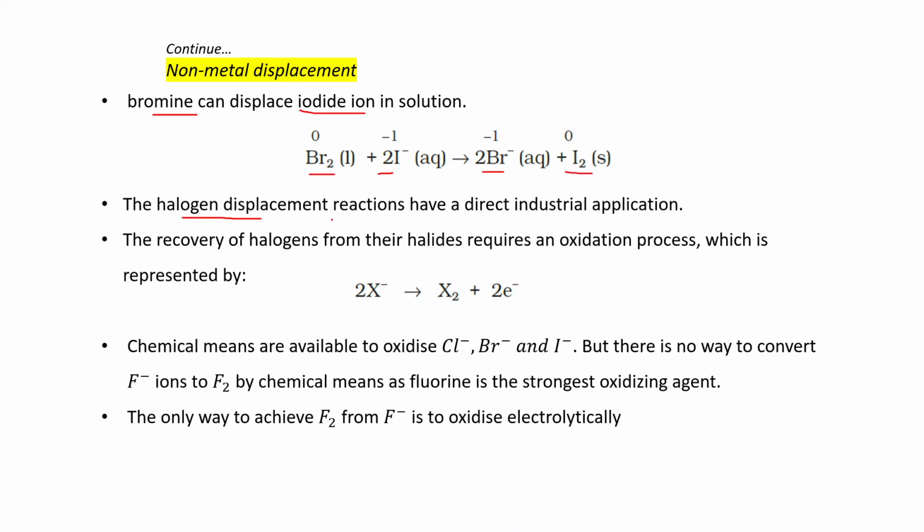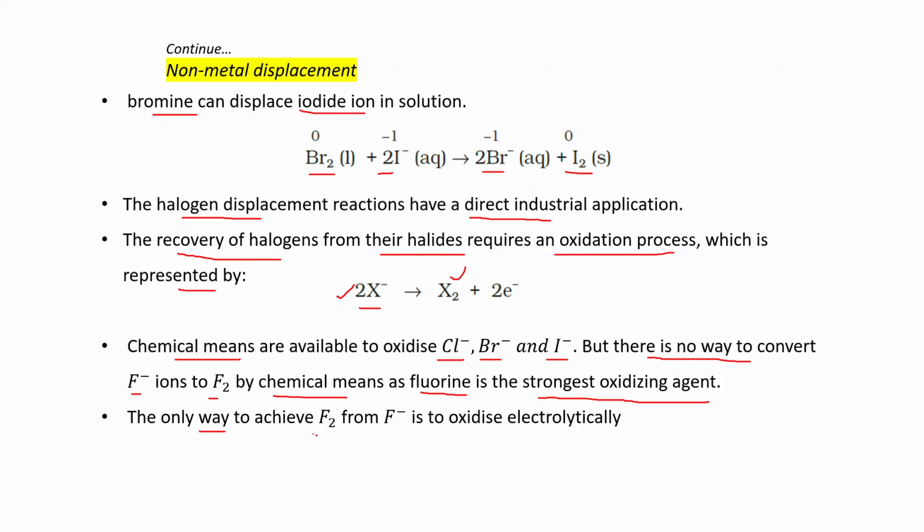The halogen displacement reactions have a direct industrial application. The recovery of halogens from their halides requires an oxidation process which is represented by this reaction. This is halide, converting into halogen by this oxidation process. Chemical means are available to oxidize Cl minus, Br minus and I minus. But there is no way to convert F minus ions to F2 by chemical means. Now what is the reason? Because fluorine is the strongest oxidizing agent. The only way to achieve F2 from F minus is to oxidize electrolytically.